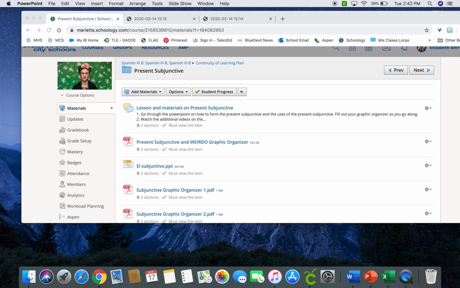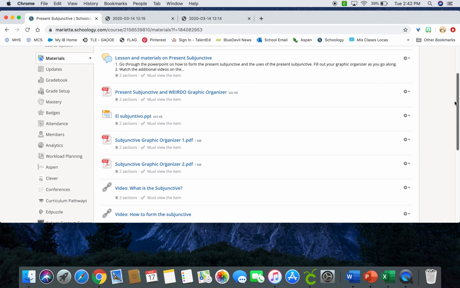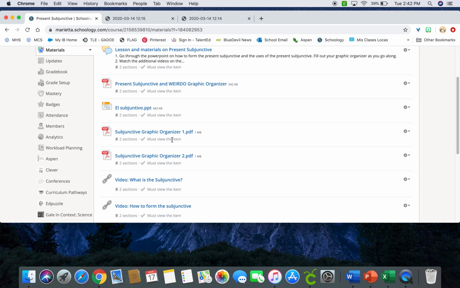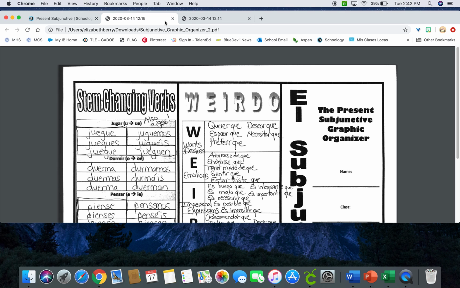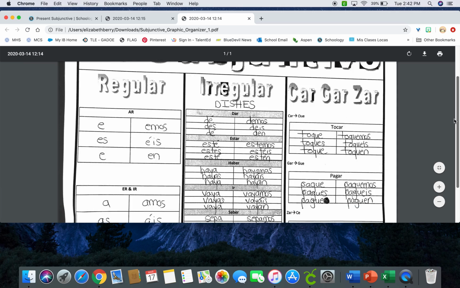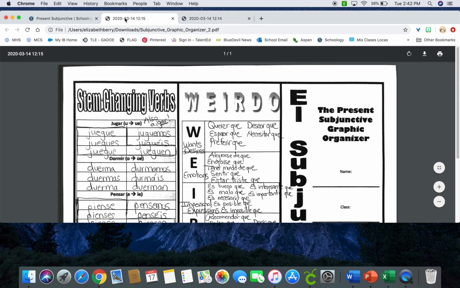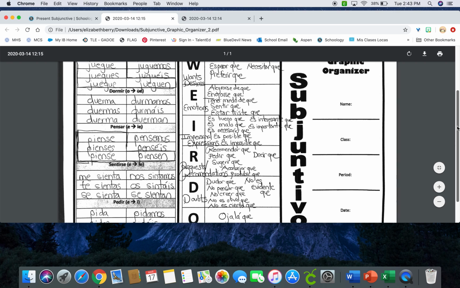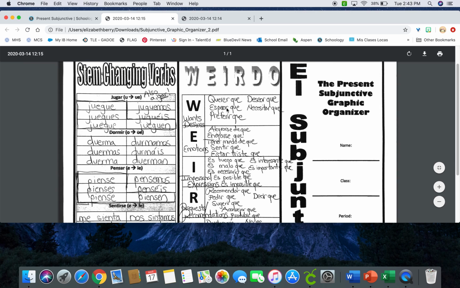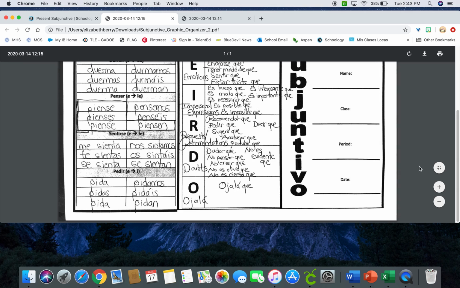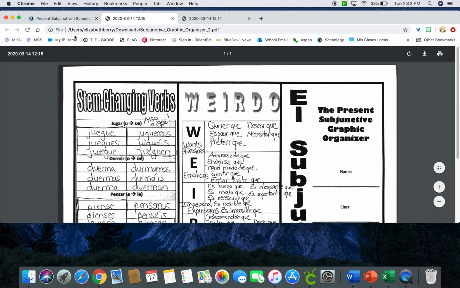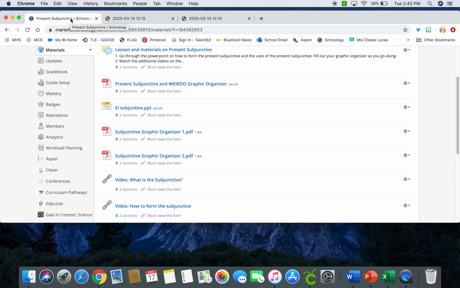So now that you finished the PowerPoint, you have to view the item. You're going to have to check to make sure you filled out your graphic organizer correctly. So this is what it will look like. On one side you have how to form the subjunctive and all of our irregulars. On the back are stem changing verbs, and in the middle you should have copied your phrases of WEIRDO. And remember, write the English if you don't know what they mean. I didn't write it because I know what they mean. If you need to write what they mean, you write what they mean. So there is our lesson from me on the present subjunctive.